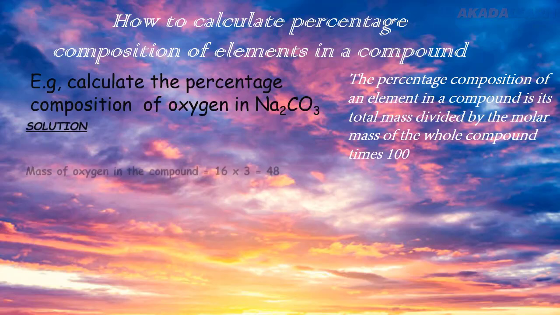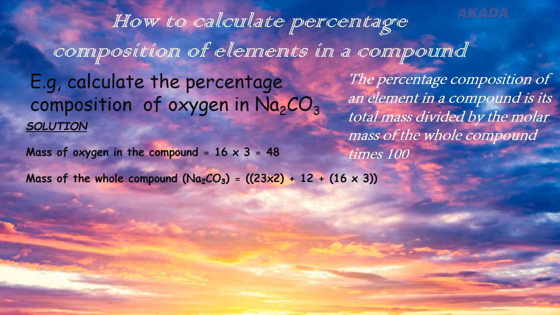Solution: mass of oxygen in the compound, 16 times 3, that will be 48. Mass of oxygen is 16 and there are 3 of them, in Na2CO3. Now, the mass of the whole compound, that's the Na2CO3. Sodium is 23, there are 2 of them, times 2, plus carbon is 12, and we know that oxygen is 16, times 3 of them. The total will give us 46 plus 12 plus 48, and that gives us 106.